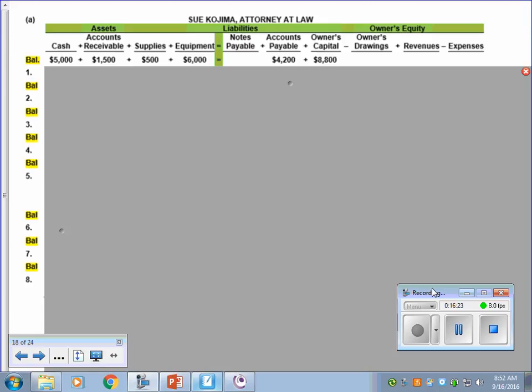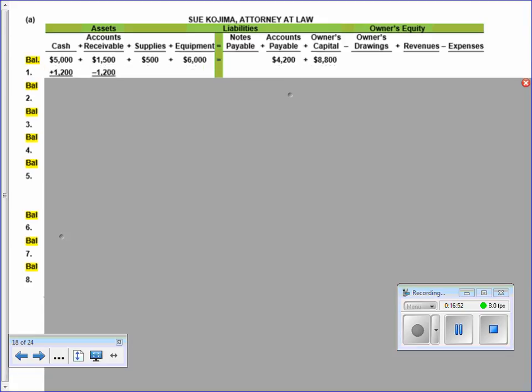Okay, so let's start cranking through this. I want to get through these. We might dip a little bit past that 9 o'clock mark, but that's okay. I'm looking on page 40. Transaction 1. We collected $1,200 of accounts receivable. If we collect from someone that owes us money, what are they giving us? Cash. So we're going to see a plus $1,200 in cash and a minus $1,200 in AR.